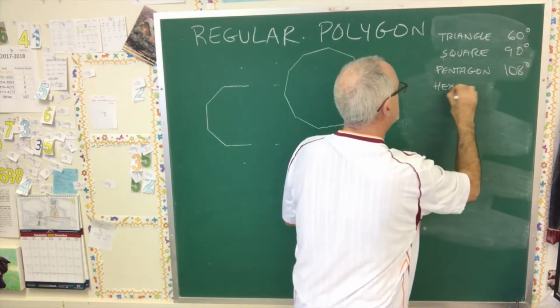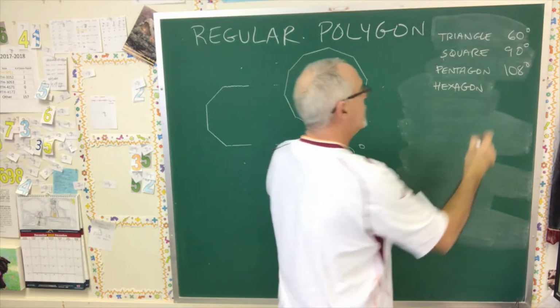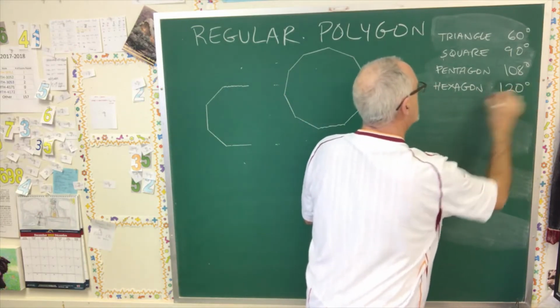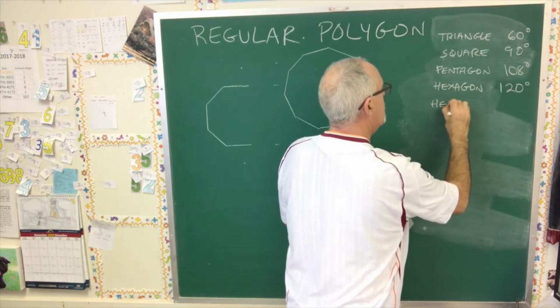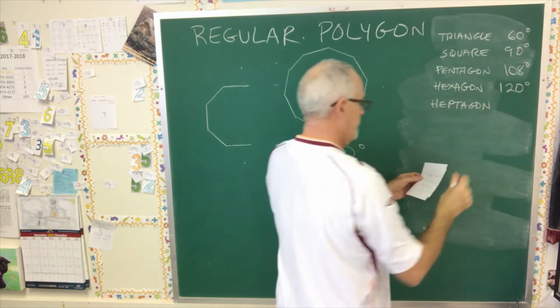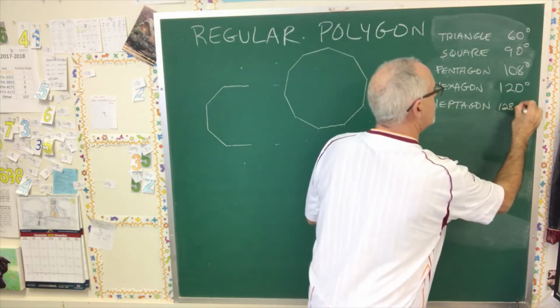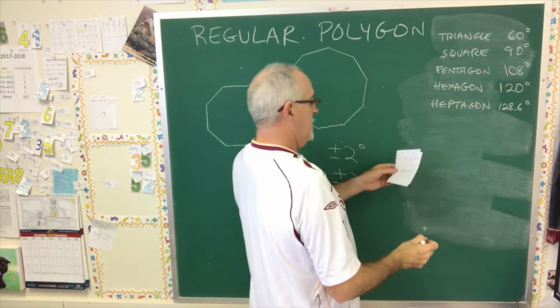Hexagon, 120 degrees. Heptagon, which is the name for the one with 7 sides, 128.6 degrees. This is the only one where I had to do some rounding.